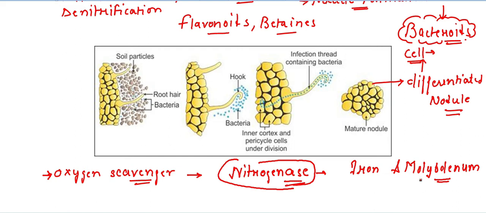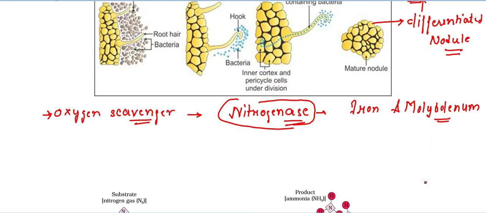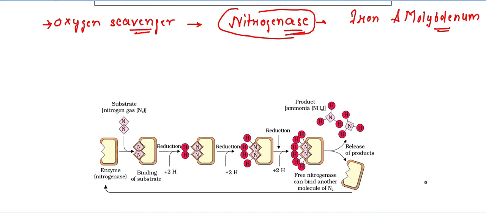It contains iron and molybdenum, and it takes part in the attachment of a molecule of nitrogen. This attachment leads to weakening of the bonds between the two nitrogen atoms. Here you can see the nitrogen atoms having their bonds, and because of the iron and molybdenum present in the nitrogenase, they take part in the attachment of a molecule of nitrogen and are responsible for the weakening of the bonds between the two nitrogen atoms.